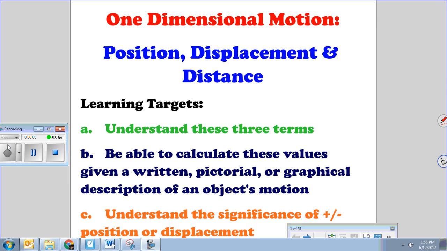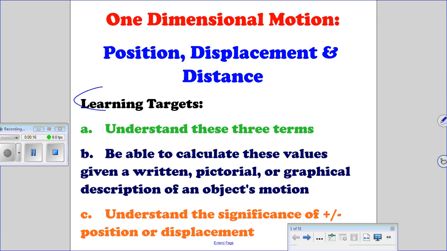We're going to be beginning our one-dimensional motion, and we're going to start here with the concepts of position, displacement, and distance. So, as is usually the case, I'll start the lesson by giving you a list of your learning targets. These are the things that, by the time the video is over, you should understand or be able to do.